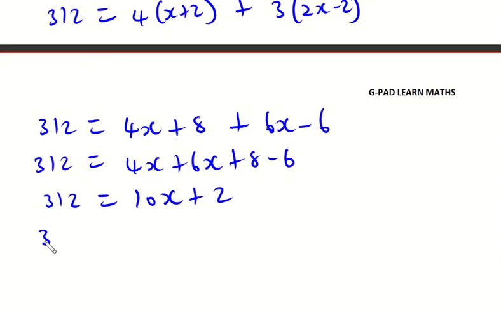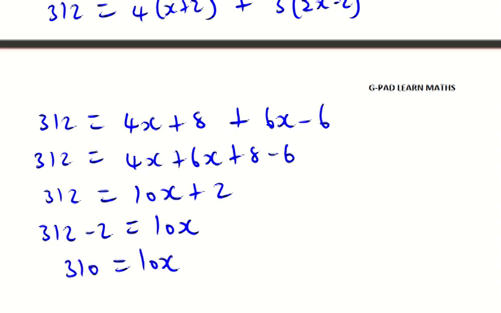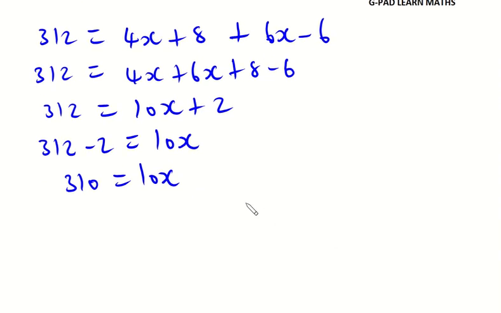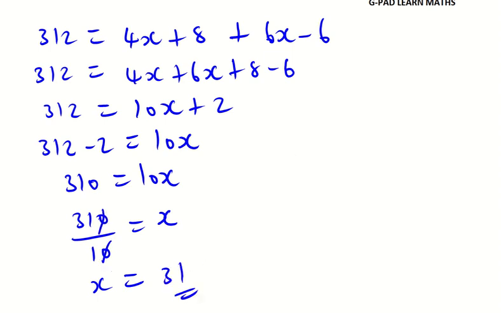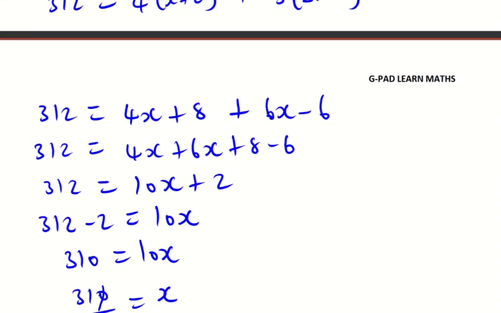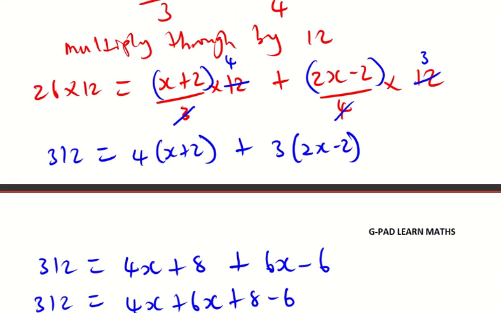Now I'm going to move 2 to the left hand side. So you have 312 minus 2. When you move it, you change the sign, take note of that. 312 minus 2 is 310, equal to 10x. So what will be the next thing? Divide both sides by the coefficient of x, which is 10. That will cancel the 10, so x is equal to 31, zero cancel zero. Finally, we have gotten the value of x as 31.